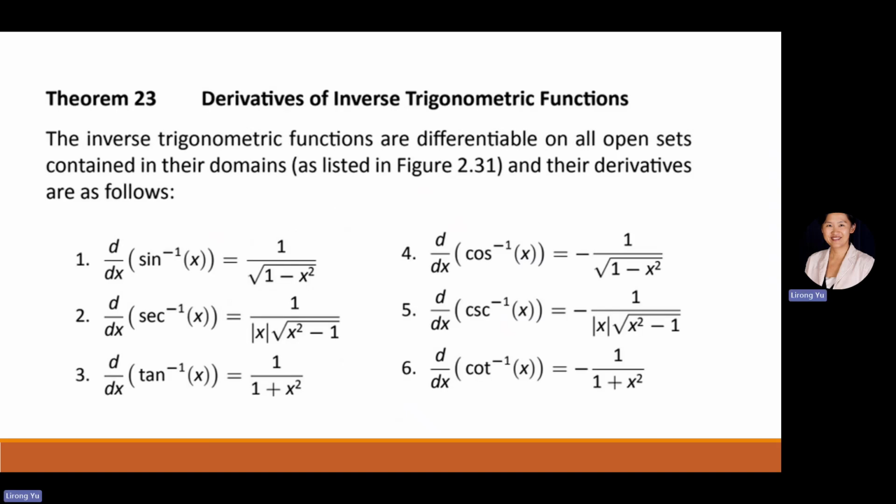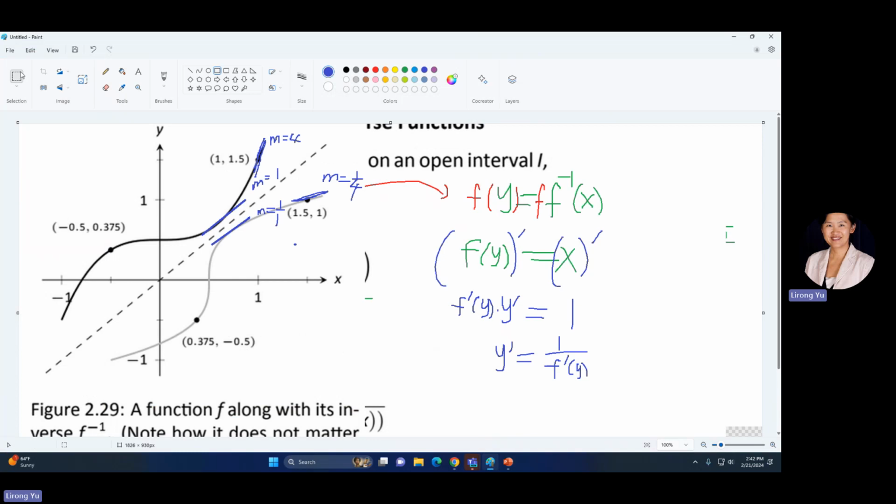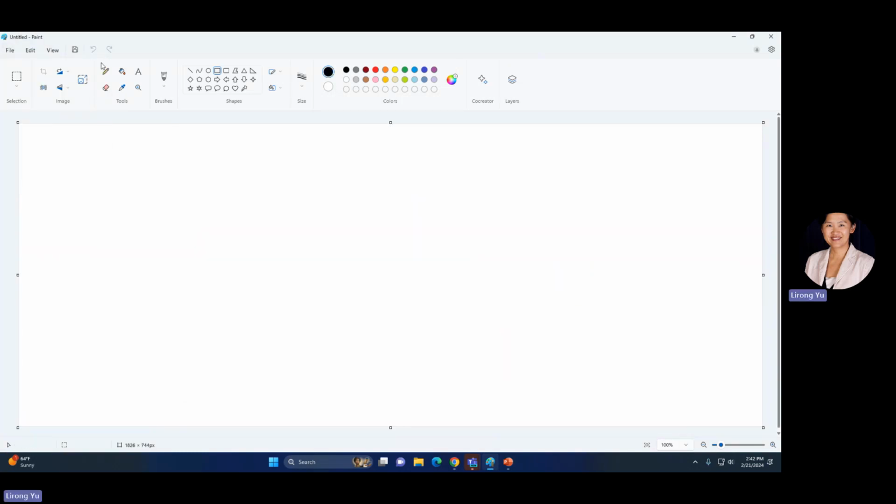Yes, let's look at a couple of examples. These are the derivatives of all the inverse trig functions, and we should do the one for the sine. Maybe that way we can have a better understanding. All right, so for example, let's say we try to find the derivative of y equal to sine inverse of x.